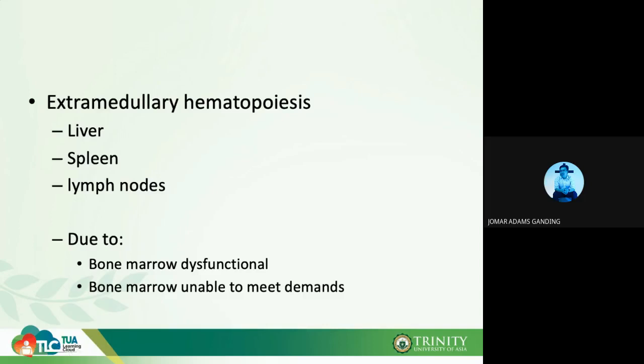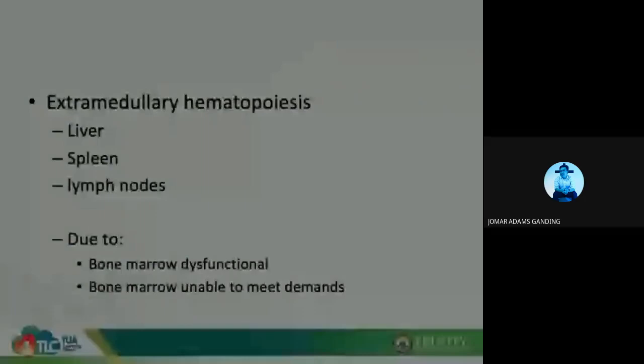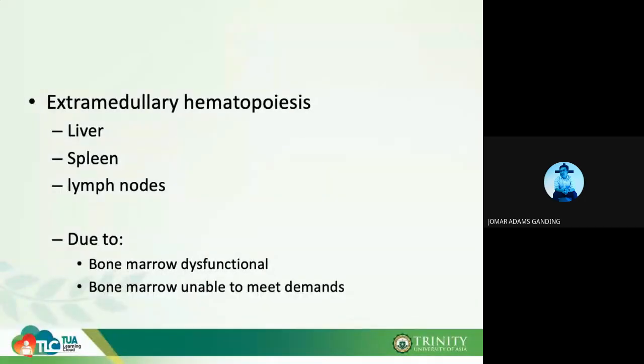demands. In abnormal circumstances, take for example, the spleen, the liver, and the lymph node can revert back to producing immature blood cells. And that is the case now of extramedullary hematopoiesis. So I'll just copy this one. For those who are taking notes right now, which I would definitely appreciate, the causes of bone marrow dysfunction are hemolytic anemia and aplastic anemia. Those are examples.